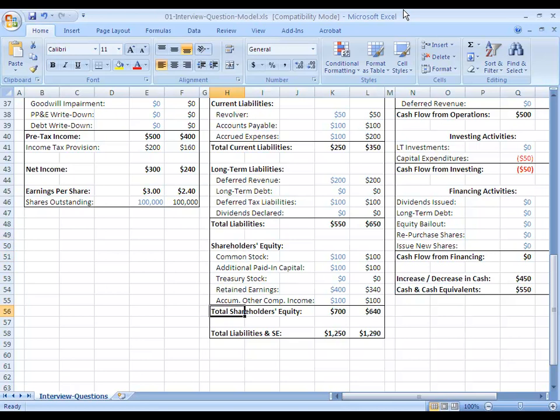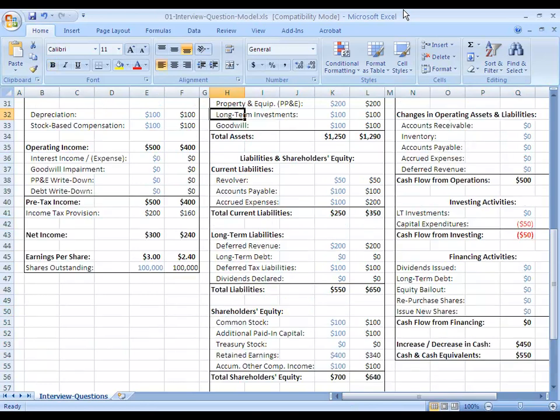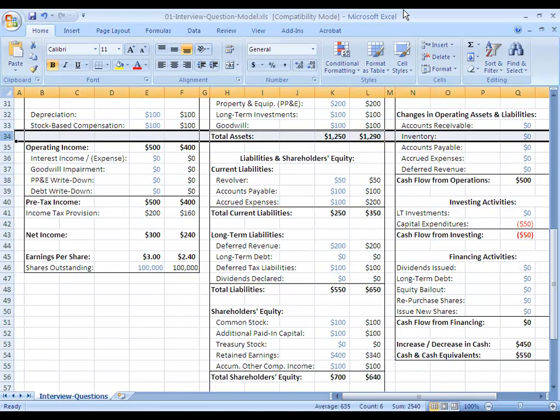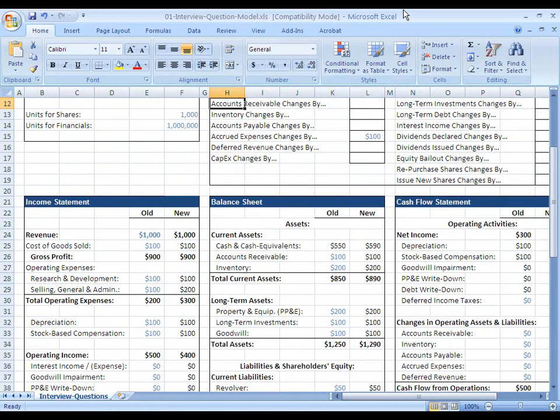So liabilities is up by 100. Shareholders' equity is down by 60, so overall liabilities and shareholders' equity here is up by 40. So that's up by 40, and then the asset side is up by 40 as well, and so both sides of the balance sheet balance, and our question is done and answered. So that's how accrued expenses going up by 100 affects the three statements.